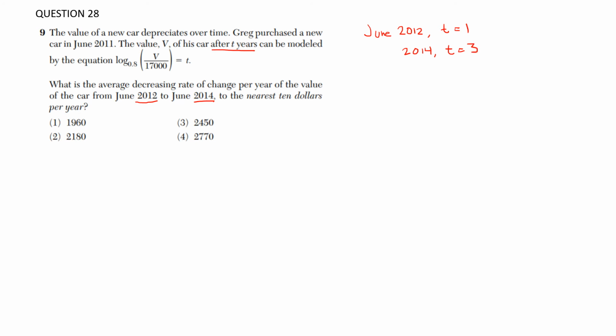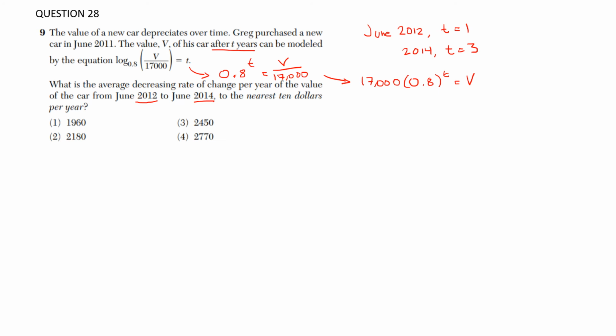Alrighty, so let's try to plug that into this equation, but for sanity's sake, I'm going to convert it to get rid of that log, right? So now it's base 0.8. So we can rewrite this as 0.8 to the t equals v over 17,000. Now we can bring this 17,000 over to the other side and get 17,000 times 0.8 to the t equals v, which is something more recognizable as a depreciation equation, right?